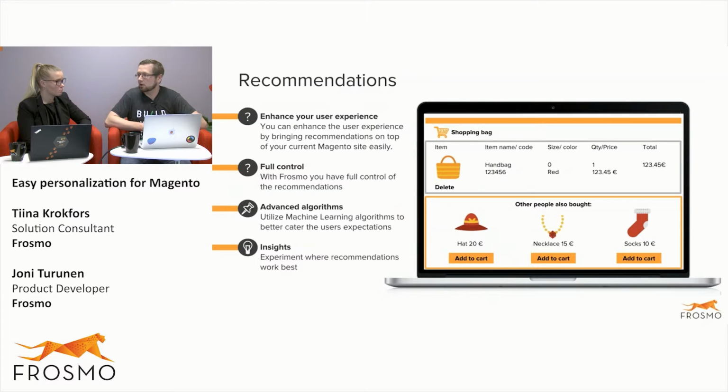Here in the picture, we are showing one example of a shopping cart. What you can bring is what other people bought when you have added something to your shopping cart. Then maybe these are some relevant products for you.